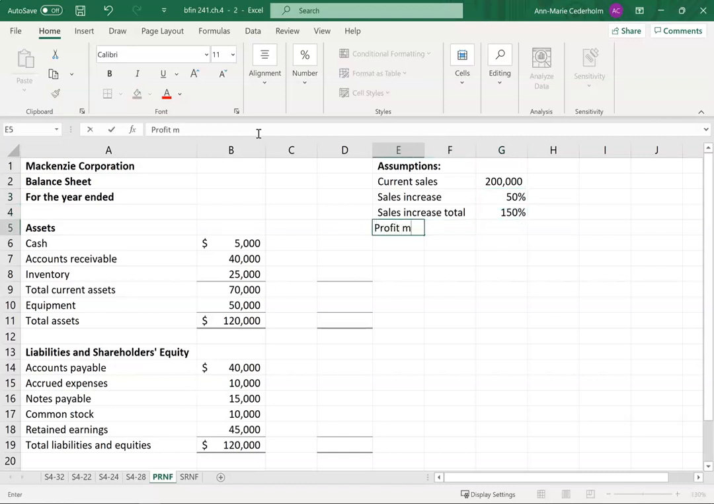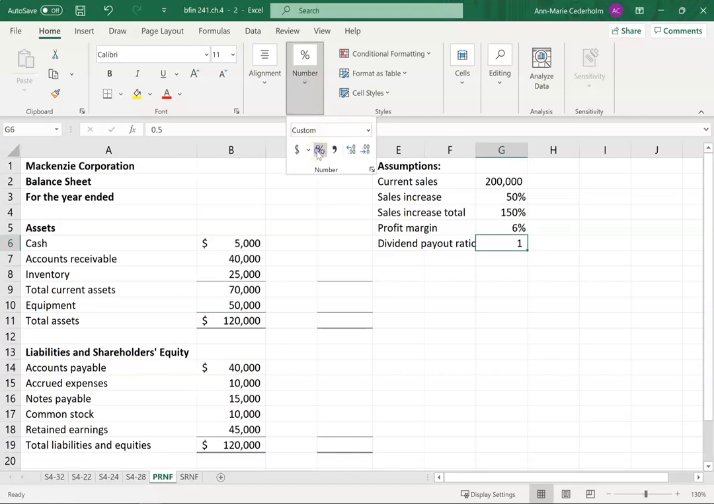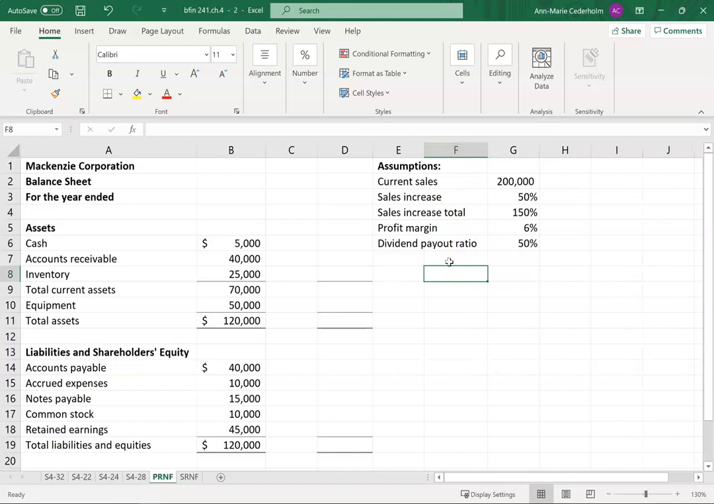Now, I also need to know what my profit margin is, or my net income. So if the question doesn't give us our income statement, then they'll have to give us the profit margin percentage. And then I also need to know what my dividend payout ratio is. So they can either give us the dividends from the current year, or they'll give us the dividend payout ratio. So now we have all the information that we need to project this new balance sheet. So it's a very easy process.